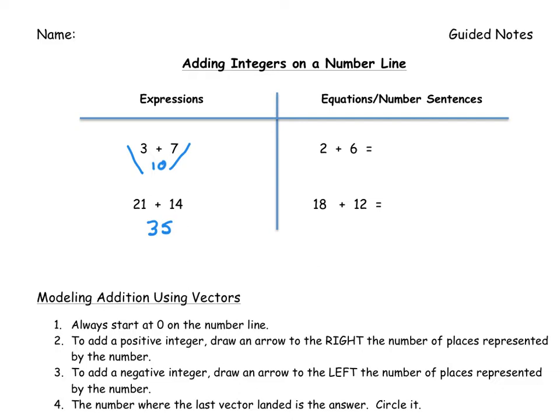Now when we move over and look at the equations, these look similar. They have numbers and operations, but they have the ever important equal sign. So when you hear the word equation, I want you to know that it must have an equal sign. So 2 plus 6 would be 8, and we write the answer next to the equal sign in an equation. And 18 plus 12, well, that is 30, and again, we write it after the equal sign. So now let's move on to the next part.